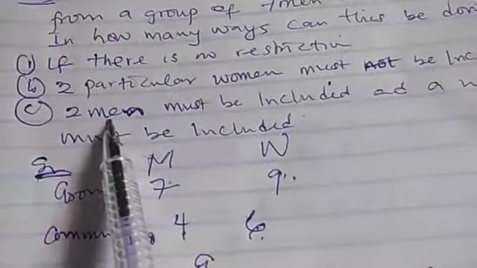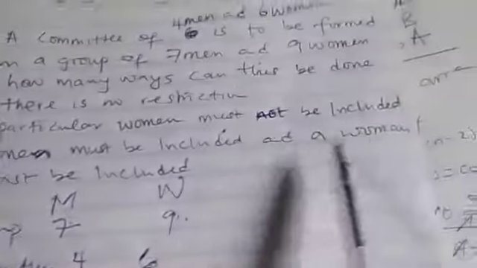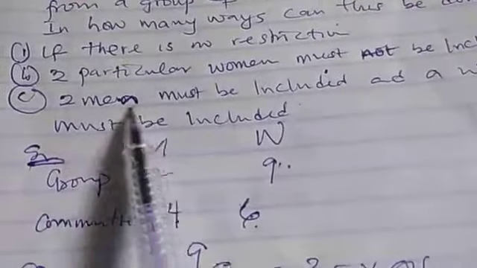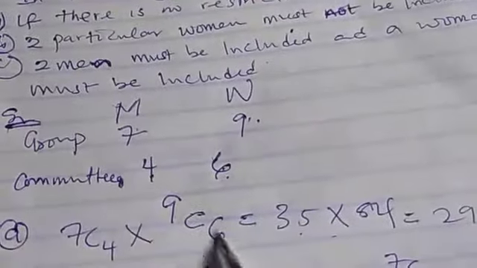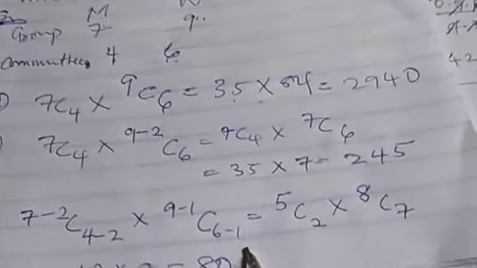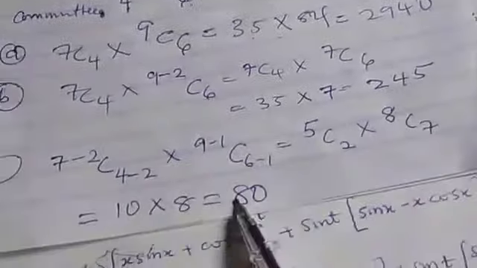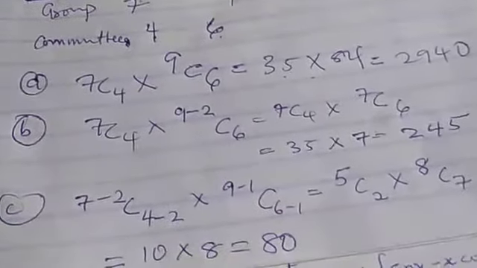The last one says 2 men must be included and a woman must be included. So if they say 2 men must be included, that means I have to remove 2 from both ends here for the men, and for the women, I have to remove just 1 from the 2 ends, and that is 7 minus 2 combination 4 times 9 minus 1 combination 6 minus 1. That gives me this. So my final answer there is 80.